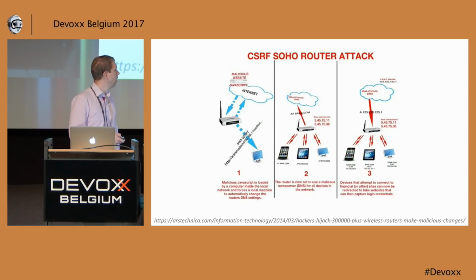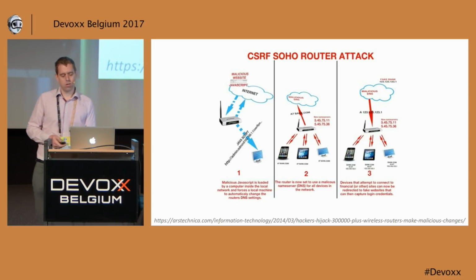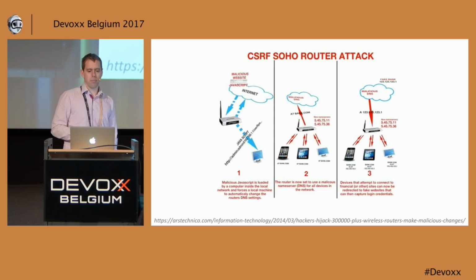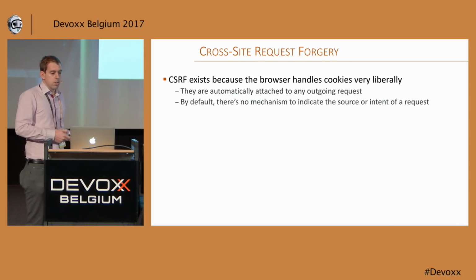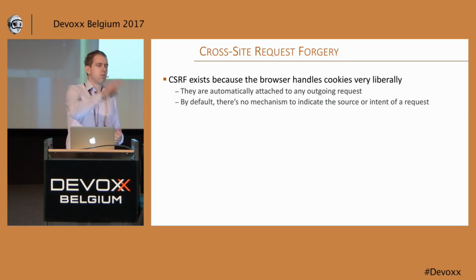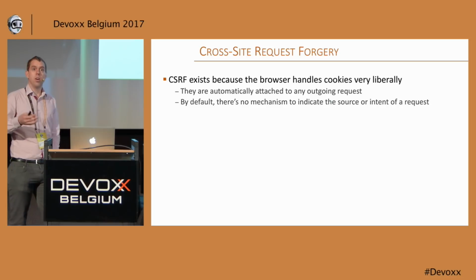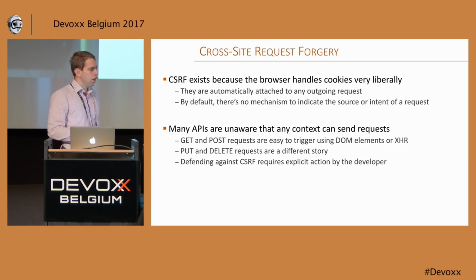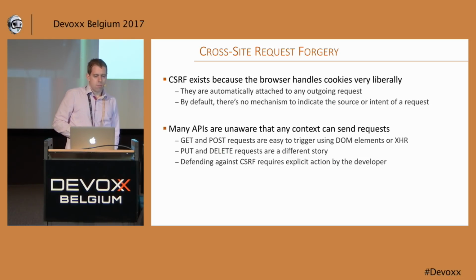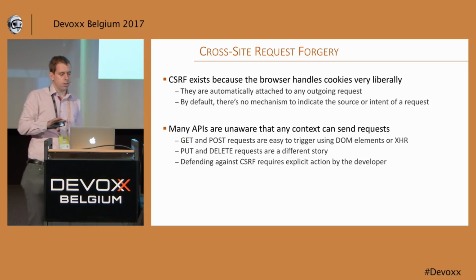I'm not sure, but they have used it in the past for stealing banking information and things like that. So it does have a serious impact. It exists because the browser handles cookies liberally. So essentially, every outgoing request to a domain, the browser slaps a cookie on it if it has one. And that is kind of a problem because requests may be unintentional. Many APIs are essentially unaware of this problem. Again, note if you don't use cookies, this is not a problem.